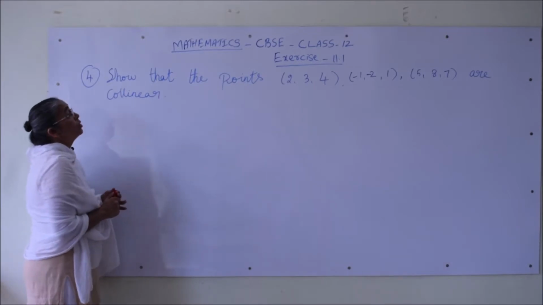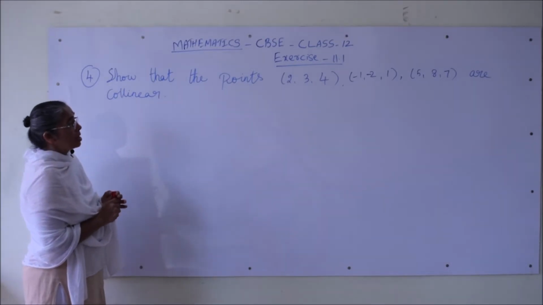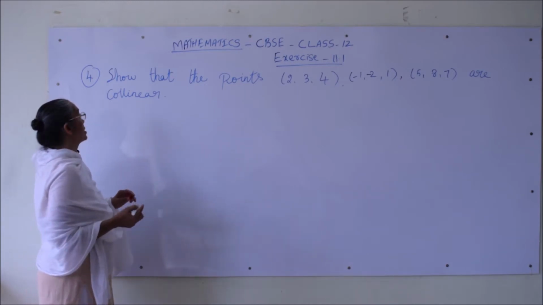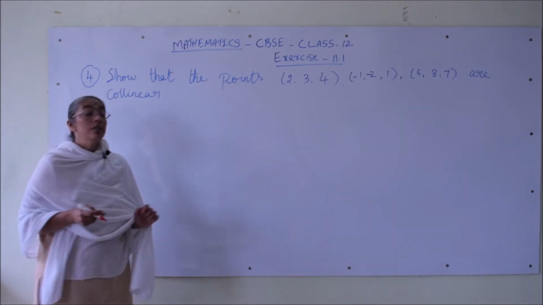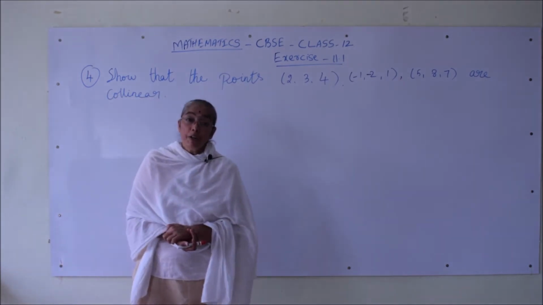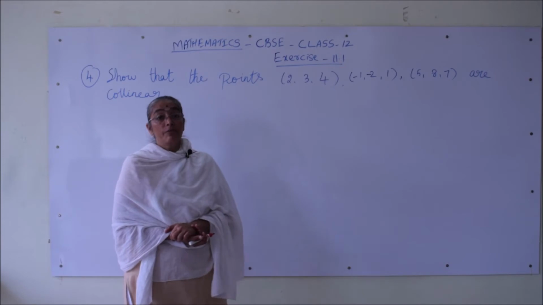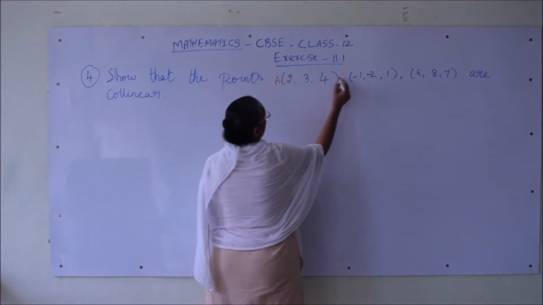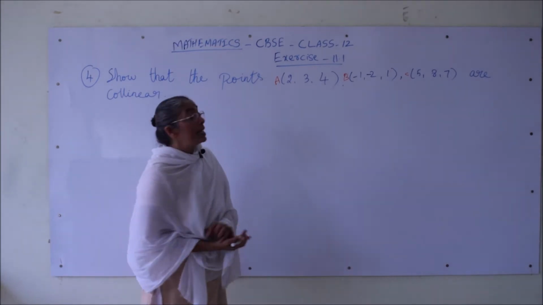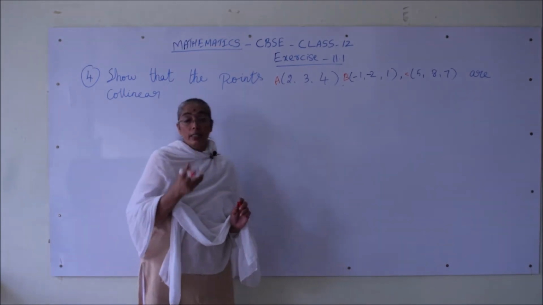Fourth problem: show that the points (2, 3, 4), (-1, -2, 1), (5, 8, 7) are collinear. The condition to prove these three points are collinear: suppose I consider these points as A, B and C. We have to find the DRs of AB and the DRs of BC.